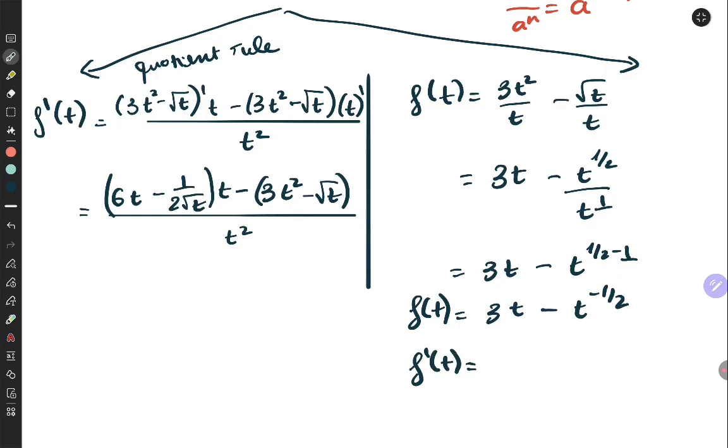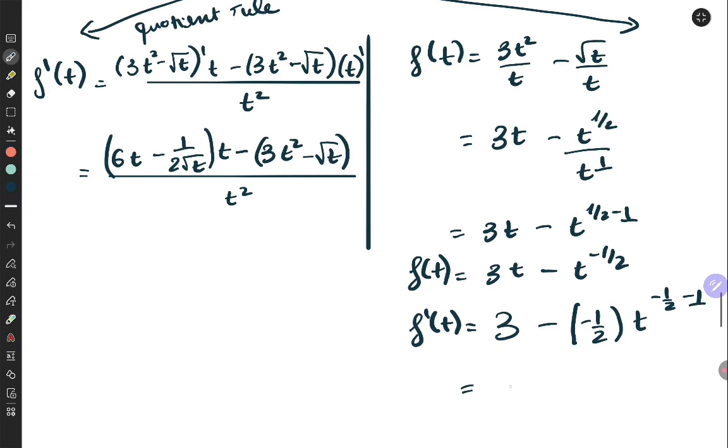Just tell me, taking the derivative of this versus taking the derivative of this, which one is easier? This is 3 minus whatever the power rule gives you. Done. See? According to the power rule, I throw the power to the front. I subtract 1 from the power. Minus and minus is plus. There you go.